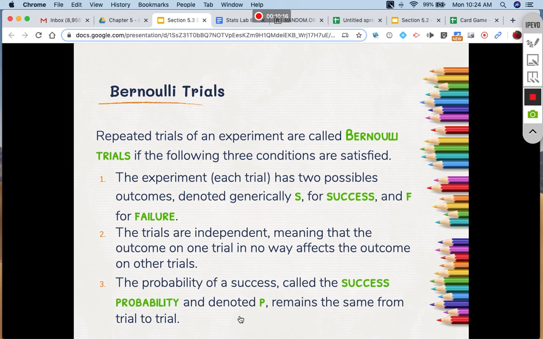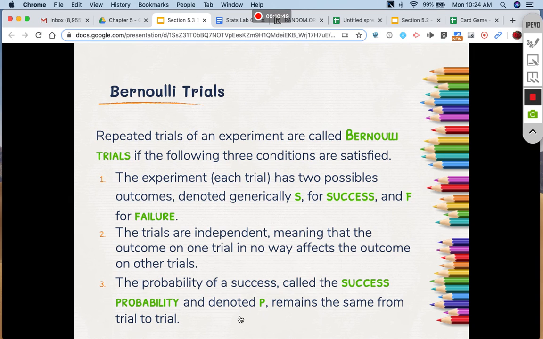It has to be binary: it's either success or failure. There's only two outcomes. We'll generally use S and F. The trials have to be independent. So think like flipping a coin, it doesn't matter how many times you flip a head, you still have a 50% chance of getting heads on the next flip. They're independent. What happened before has no effect on what's going to happen in the future.